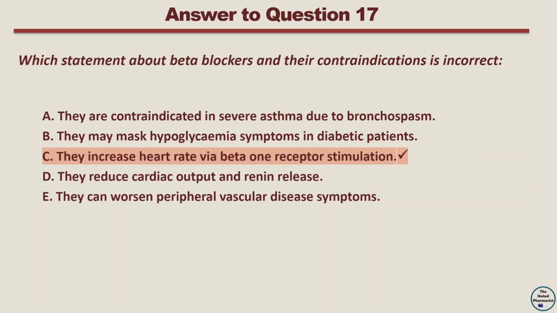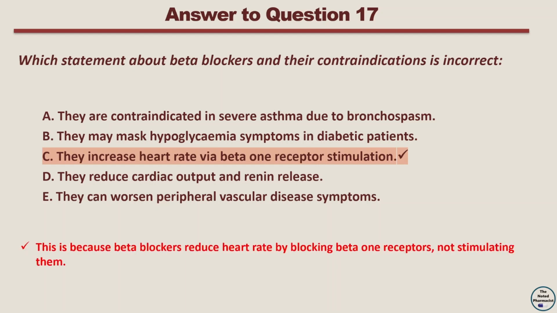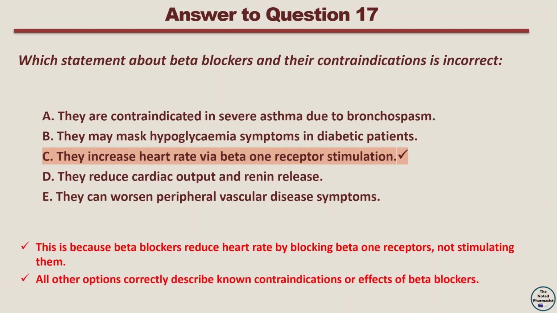The correct answer is option C, they increase heart rate via beta-1 receptor stimulation. This is because beta blockers reduce heart rate by blocking beta-1 receptors, not stimulating them. All other options correctly describe known contraindications or effects of beta blockers.